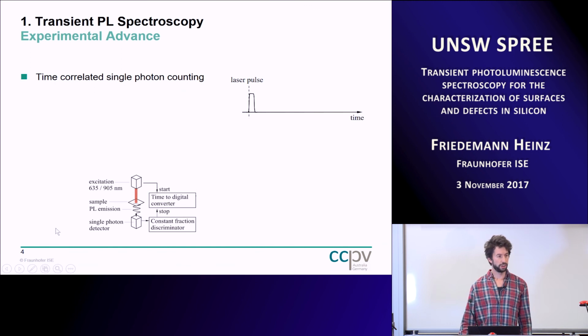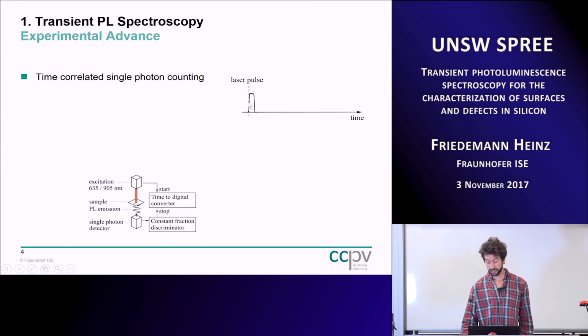So time-correlated single photon counting is in principle a rather simple technique. It seems like a simple technique. So we have a laser pulse which starts a timing trigger. The laser pulse comes onto a sample, and we measure the emitted photons.